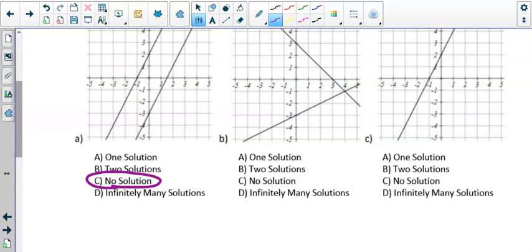Okay, so if we look at graph B, what do we notice? They touch once. That's right. They hit once right here. You can even see it. So how many solutions is that? 1 solution. And then finally in C, here's what we see. We only see 1 line. So what's the deal on that? What does that mean?